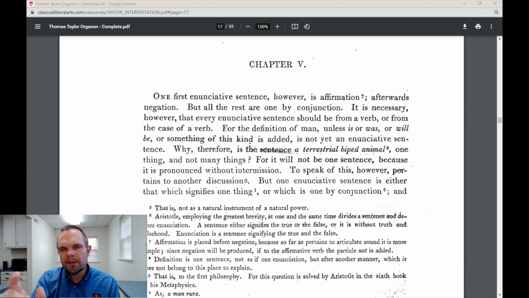They're not separated, but that's not the reason why our mind understands it to be one idea. And then Aristotle says, to put an end to this discussion, to speak of this, however, pertains to another discussion. Okay? So he introduces the problem here. How does our mind know when we listen to people speak how to group words together and understand them as a single idea, and when to listen to them and interpret them all as separate ideas? How in the world does our mind know how to do that?